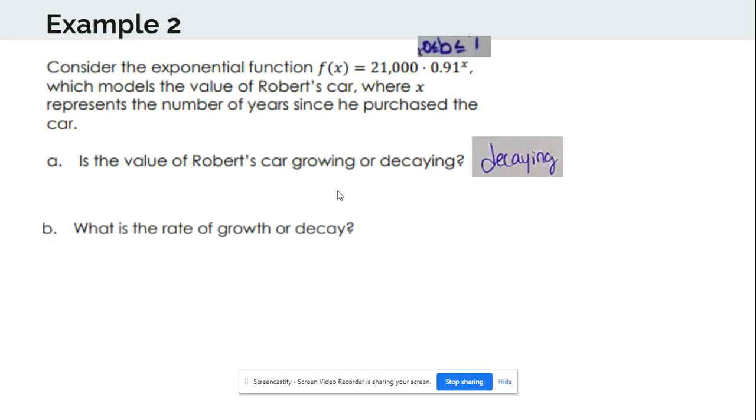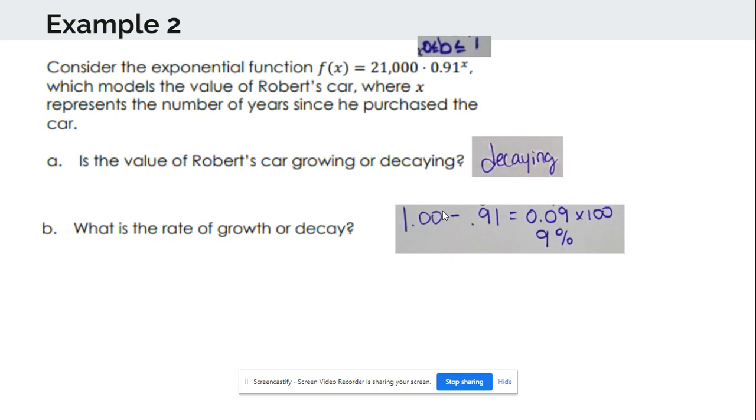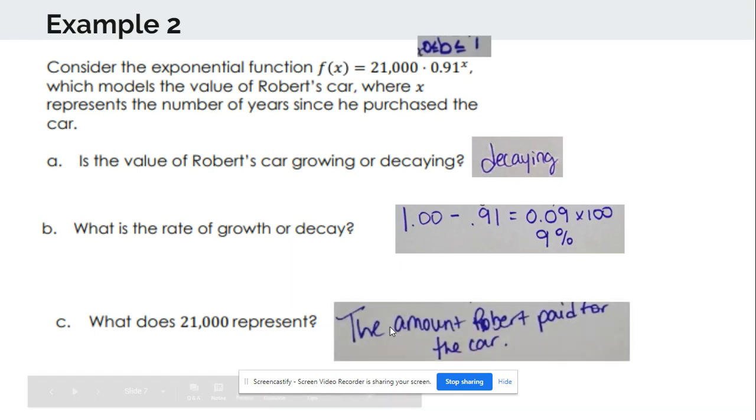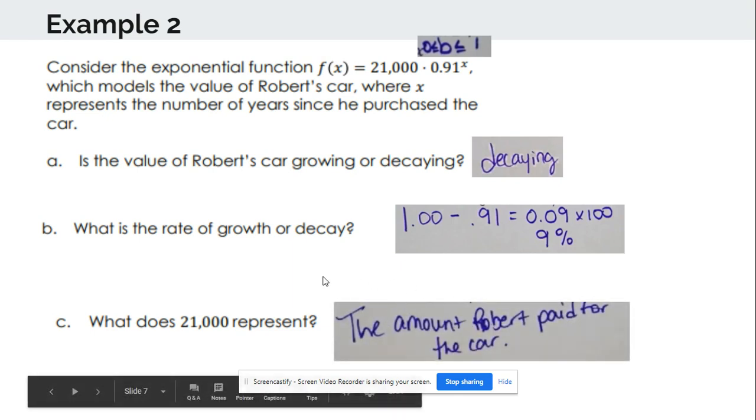The rate of growth or decay means we need to take the 1 or 100% of what the car was initially worth when Robert purchased it and subtract that common ratio. This will give us 0.09. In order to change this decimal back into a percent, we multiply any decimal times 100 and we'll have the rate of decay as 9%. The 21,000 is the value of a in the equation. That's our initial value. So in this case, it's the amount that Robert paid for the car.